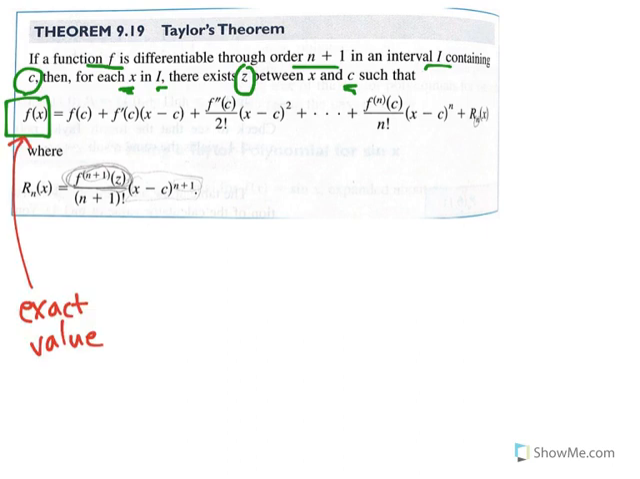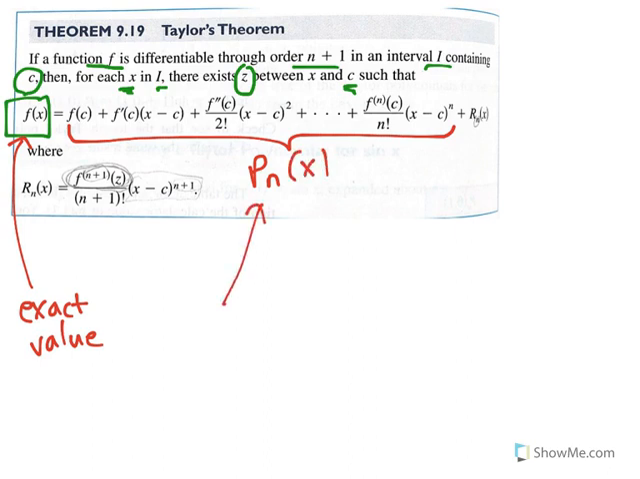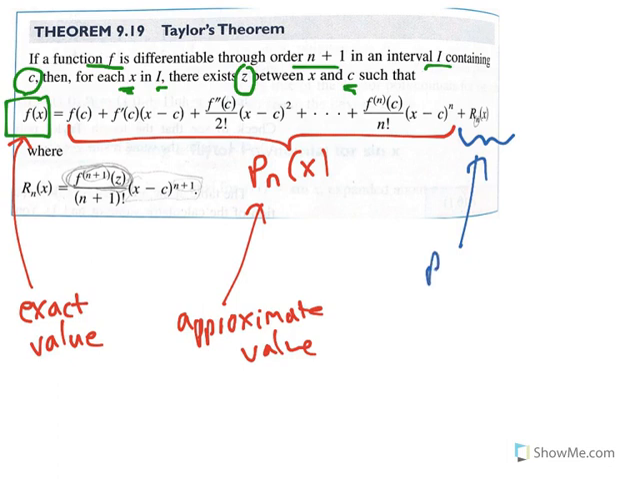is equal to, what is this? This is our nth degree polynomial approximation centered at c for the function f. In other words, this is our approximate value plus the remainder. This is our remainder.